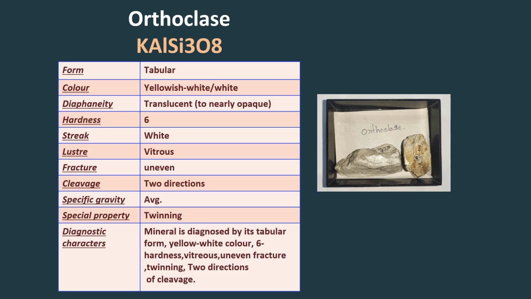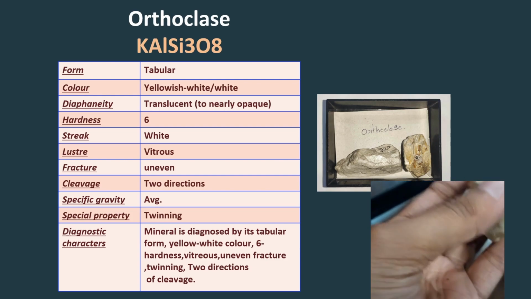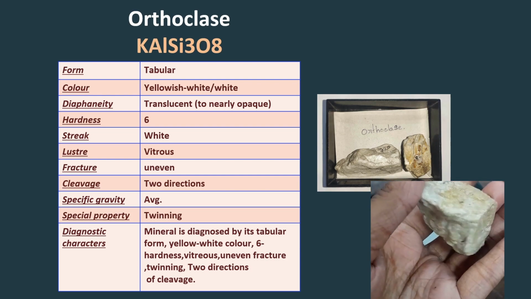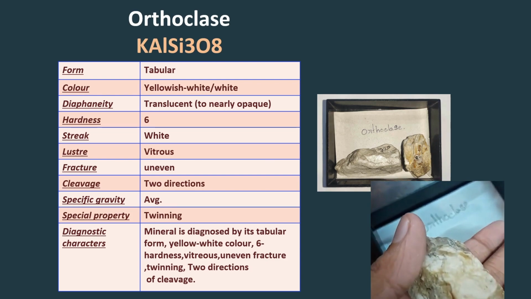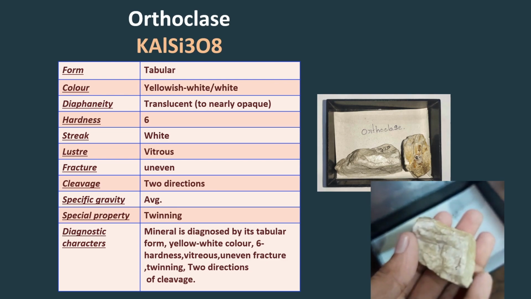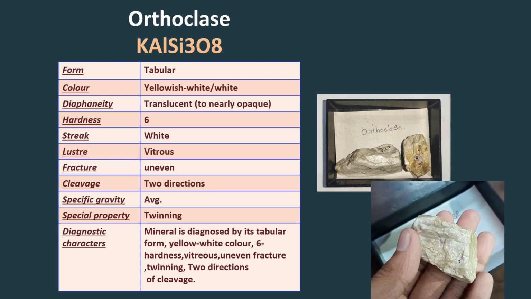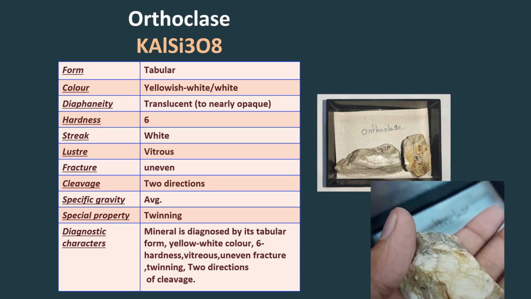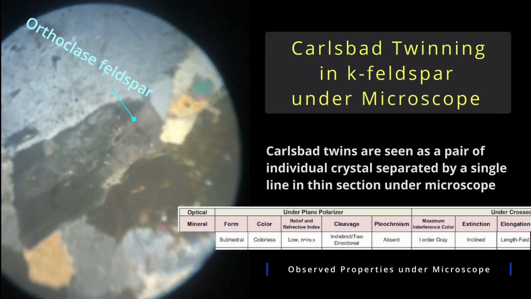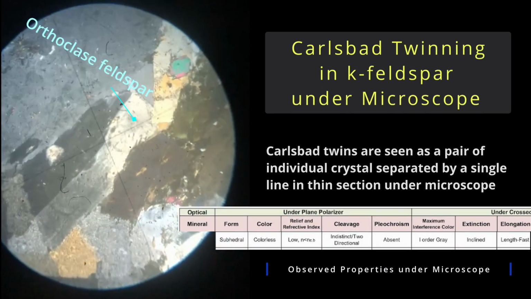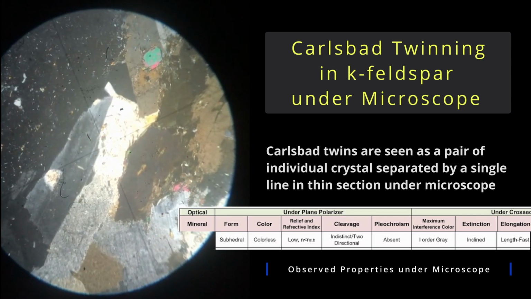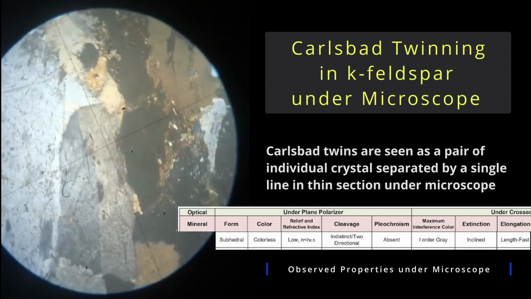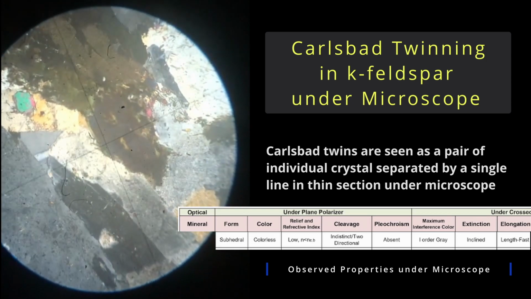Let's study each potash feldspar in details. First, Orthoclase. You can identify Orthoclase by its tabular form, yellow-white color, 6 hardness, vitreous luster, uneven fracture, twinning, 2 directional of cleavage. If you observe the orthoclase thin section under microscope, you will see Carlsbad twinning.